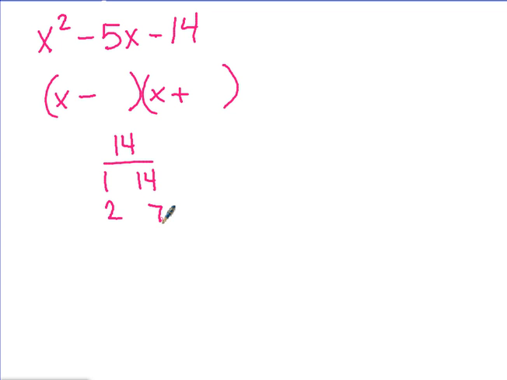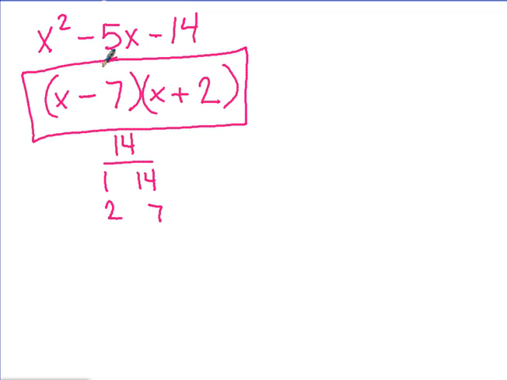Okay, so now we need to put them in the right places. We have minus 5x in the middle, which means our bigger number needs to be minus. And we're going to have plus 2. Negative 7 plus 2 is negative 5. Negative 7 times positive 2 is negative 14. All right, we have factored the trinomial into two binomials. Let's try another one.